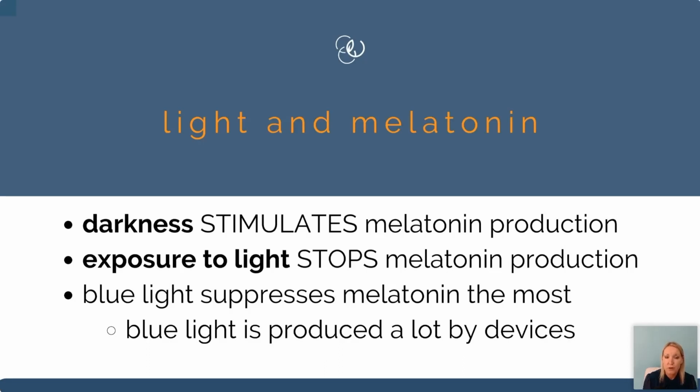Whereas exposure to light stops melatonin being produced, and blue light suppresses melatonin the most. Blue light is produced by a lot of our devices: our computers, our phones, our TVs, our light bulbs. So we need to stop exposure to that blue light in the evening time.